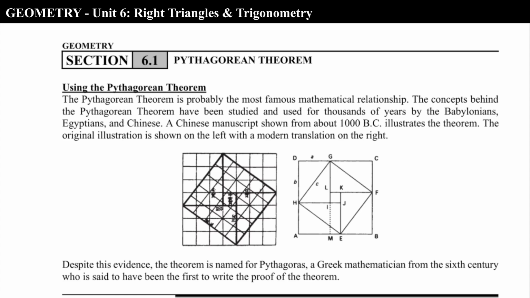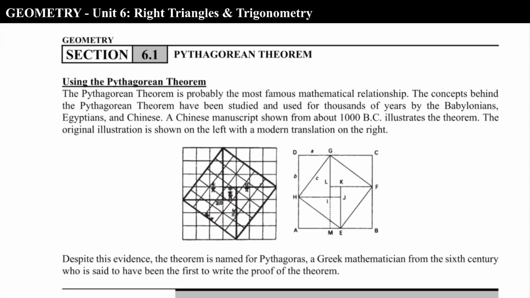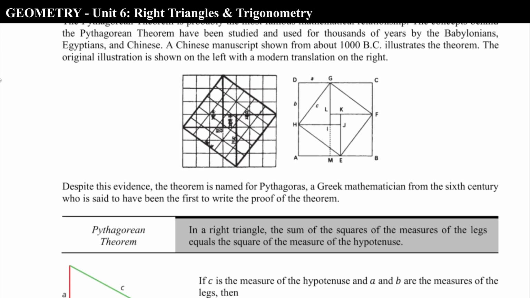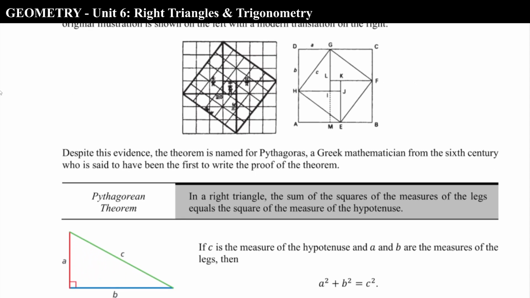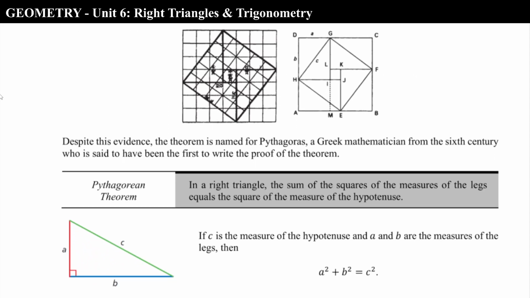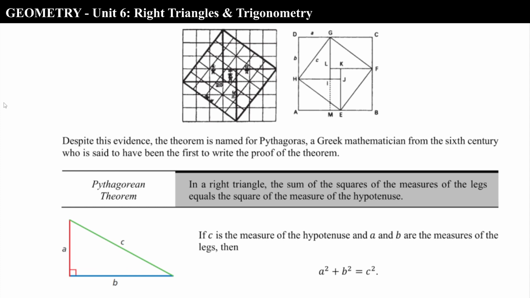So just because it's named after Pythagoras doesn't mean that he's the one who initially discovered it or was the first one to ever use it, because there is evidence that this was around. This is a figure here of a Chinese manuscript showing it with the modern translation on the right. Now, despite the evidence of it existing well before Pythagoras, the theorem is named for Pythagoras, who was a Greek mathematician from the 6th century, who is said to have been the first to write a proof of the theorem. Again, this could be debated a little bit, because this Chinese manuscript could very well demonstrate a proof of the Pythagorean theorem. But nonetheless, it is called the Pythagorean theorem.